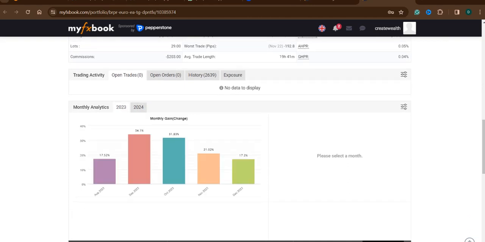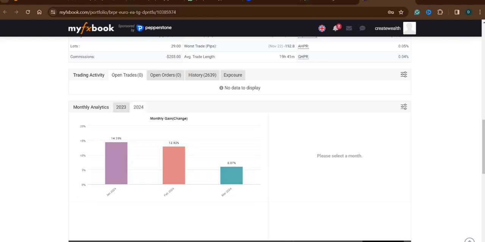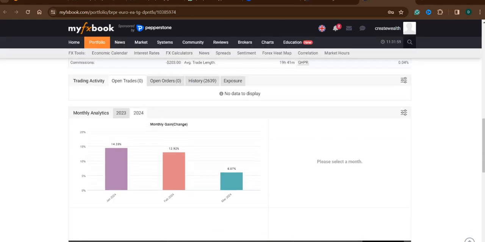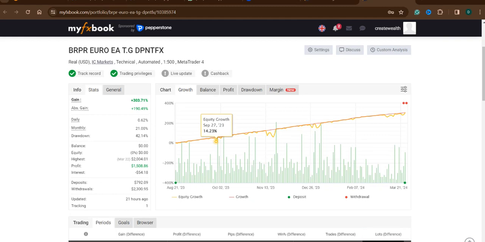In 2023, we made around 17.52% in August. In September, we made 34%. In October, we made 31.83%. In November, we made 21.02%. In December, we made 17.2%. In 2024, in January, we made 14.39%. In February, it's around 13%. And in March, we closed the account a little bit early, around 7 to 10 days back, so we made almost 6.07%. This is the statistics of 2023 and 2024 after 7 months.